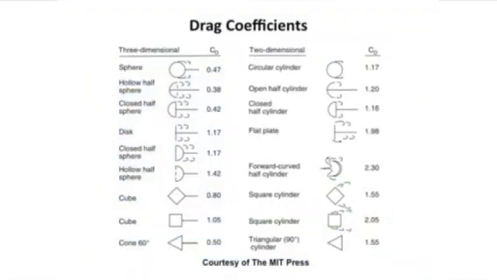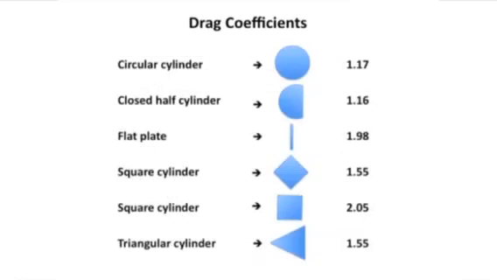If you look at Dave Wilson's book, you'll see a table that looks like this, where there are all kinds of different shapes that have been studied, and the drag coefficients, that is the extent to which they generate aerodynamic drag, are shown there in the columns to the right of the objects. I've extracted a few of those. These are drag coefficients of some of those objects: a circular cylinder, a half-closed cylinder, a flat plate, and a square, and so on. And if you notice over on the right, you see the drag coefficients.